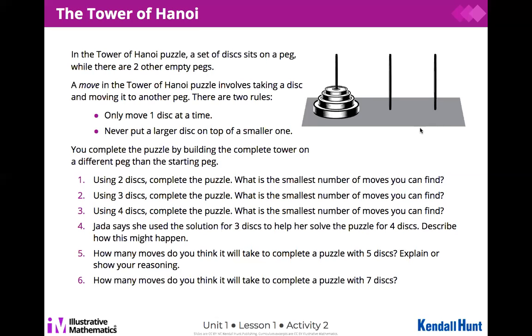You can only move 1 disc at a time, and you can never put a larger disc on top of a smaller one. So you have these 3 poles that you can put them on, but you have to follow those 2 rules: only move 1 at a time, and never put a larger disc on top of a smaller one. Now what we're going to do is try to answer these questions.